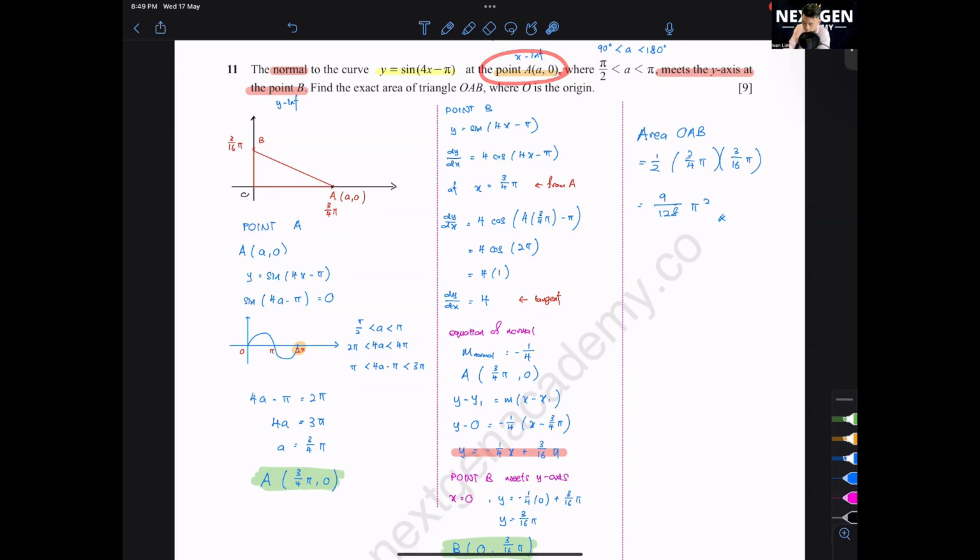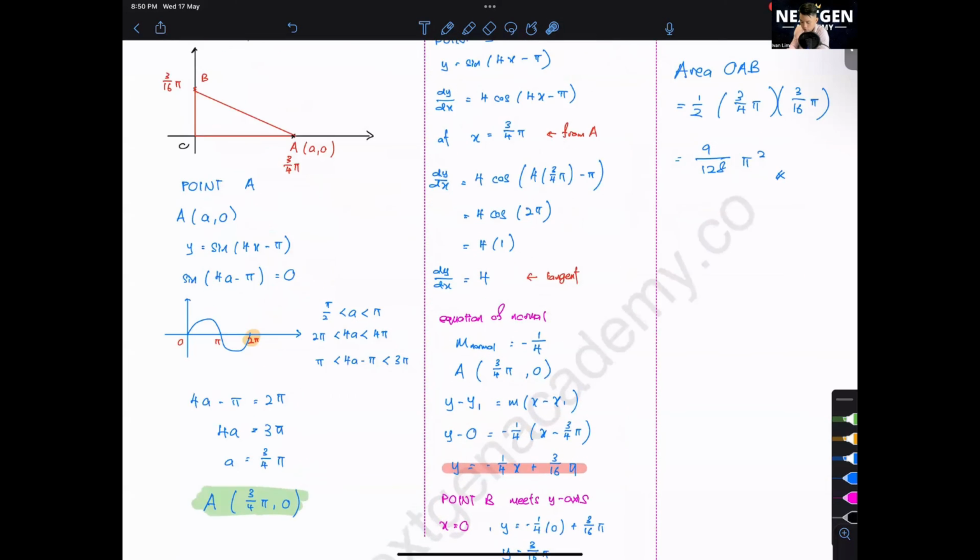But you need to find the equation of the normal at the point A. Maybe this is your normal line. This is the normal line. The normal line passes through the y-axis, meets the y-axis at the point B. So for you to find point B, you need to find the equation of the normal first. That's why we find the equation of the normal. Can you understand the sentence? You all just see, oh, you don't understand this?